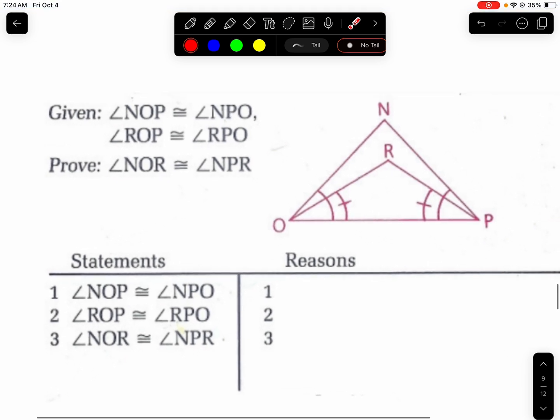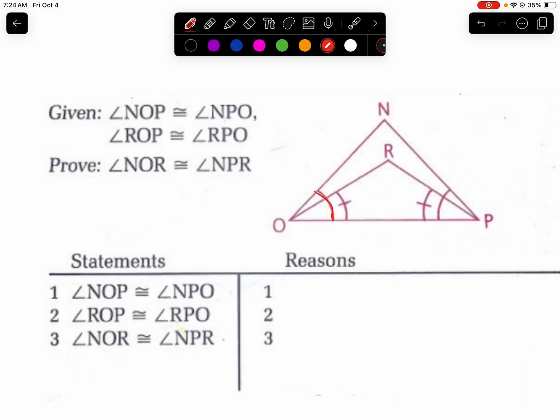So NOP, this whole angle, is congruent to NPO. ROP is congruent to RPO. We want to prove that NOR, this angle here, is congruent to NPR, this angle here. So again, I'm starting with two congruent big angles, and I want to prove that the small ones are congruent, so we're going to use subtraction. This is given, this is given.